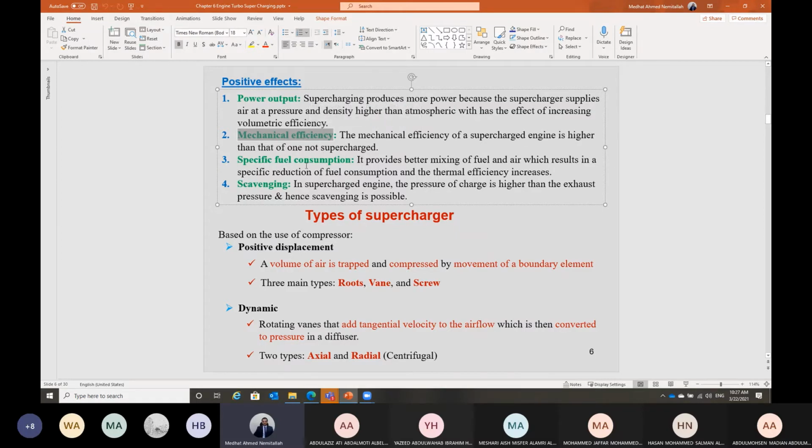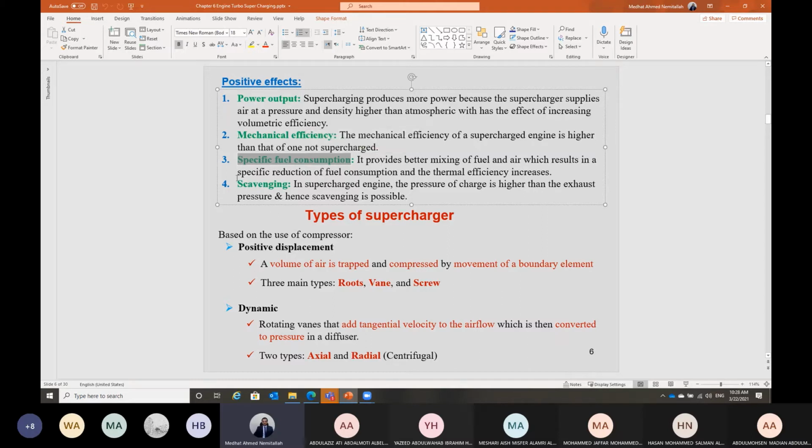Also, guys, one main advantage of a supercharger or turbocharger, if you have a turbocharged or supercharged car, is that it will reduce the specific fuel consumption. The amount of fuel consumed per 1 kilowatt of power output will be reduced in this case. That means the fueling rate for your car will also be reduced.